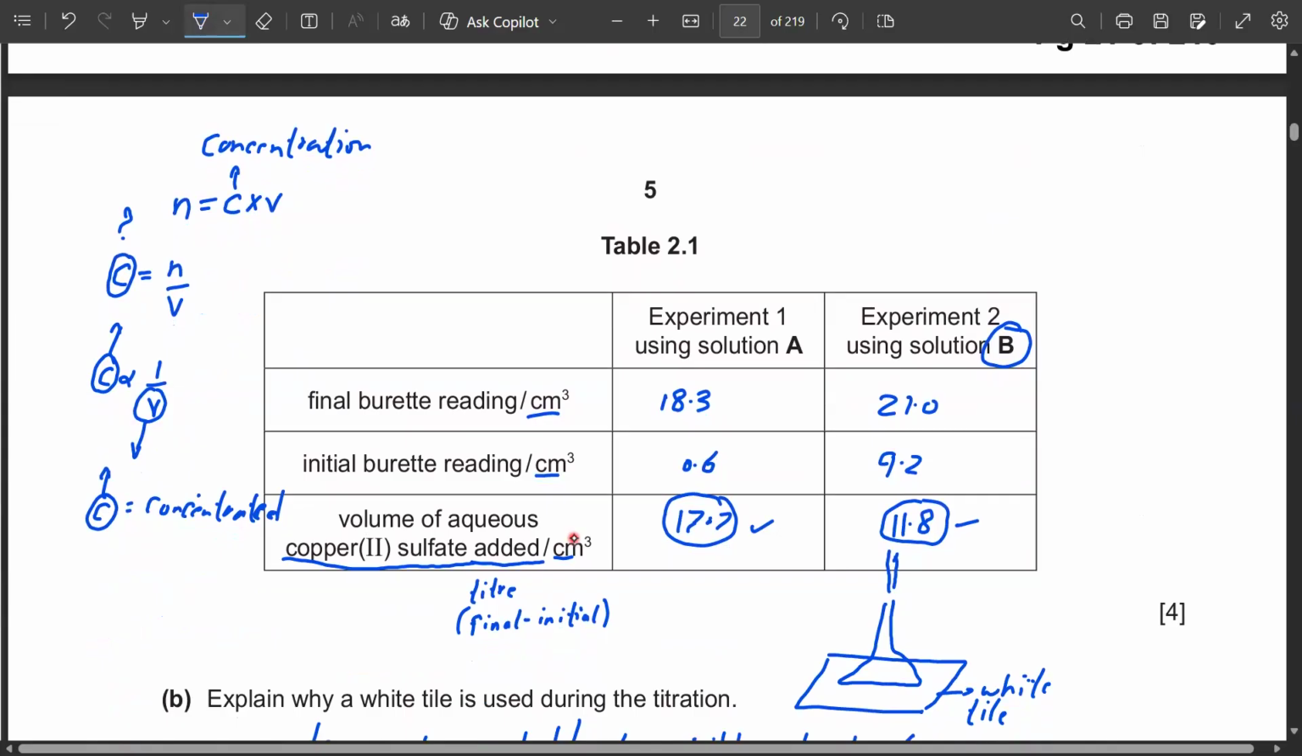In other words, we can also use the results as 17.7 divided by 11.8.